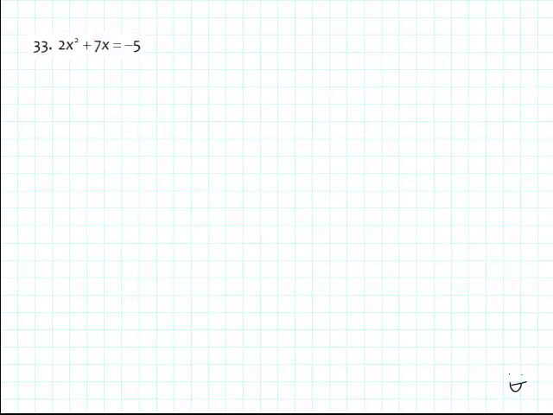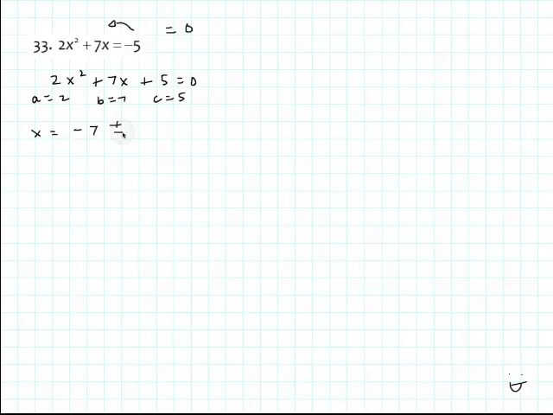And one more. A problem where we do not have the classic equal to 0, so we have to remedy that first. So this 5 is going to be added to the other side. 2x squared plus 7x plus 5 now. And now you're ready to go. That's the only thing you had to do. A is going to be the 2, B is the 7, C is this positive 5 now. X is equal to a negative B, negative 7, plus minus the square root, your 7 squared, minus 4 times your A times your C, divided by 2 times the A, which will be a 4 for this problem.